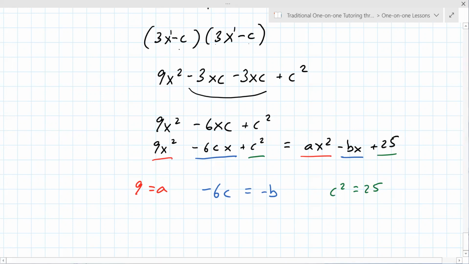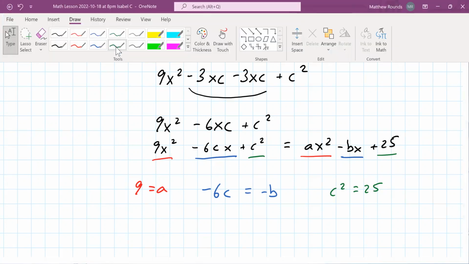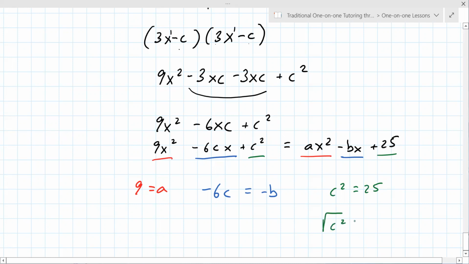So from these three equations, the first one's already solved for. Hooray, we've got that down. For the last one, there's actually two solutions. I don't know if the instructor meant this, but when you take the square root of both sides, you get plus or minus the square root of 25. C is either plus or minus 5.